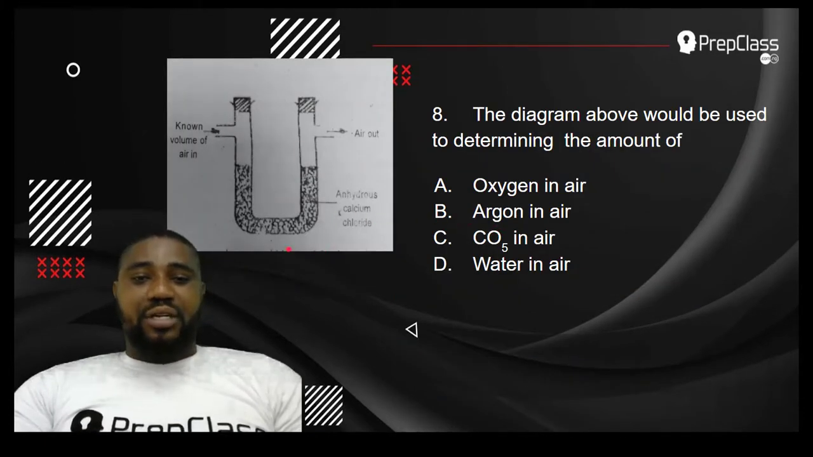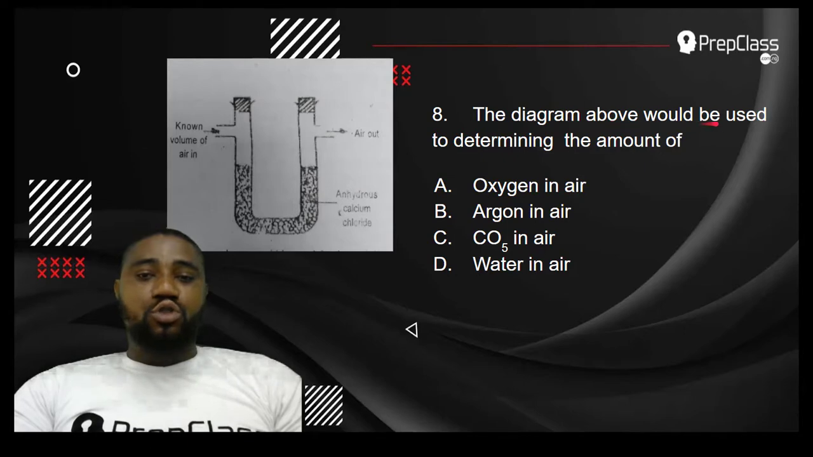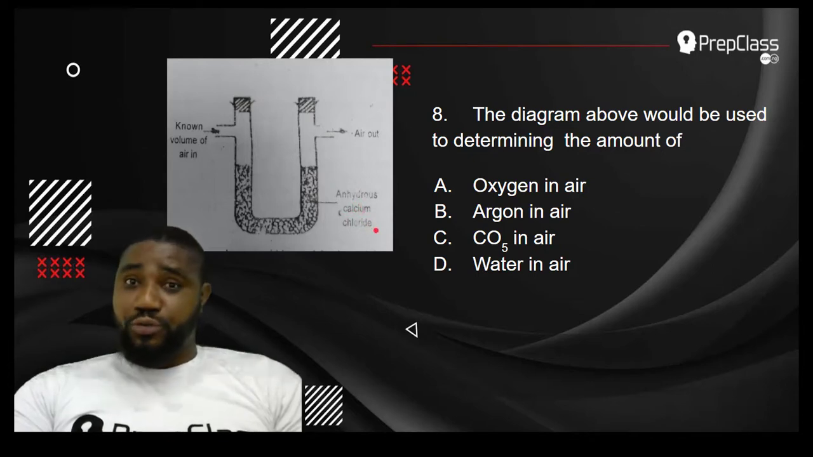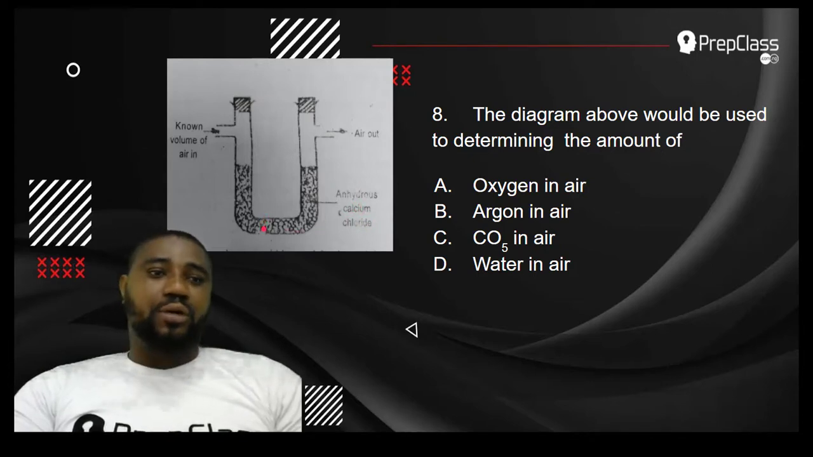Question number 8. The diagram above will be used to determine the amount of. If you look at this diagram here, you see this U-tube below here. I have what? Anhydrous calcium chloride. Anhydrous means dry. Hydrated means wet. So we have a dry calcium chloride. You must know what calcium chloride is used for before you can answer this question.